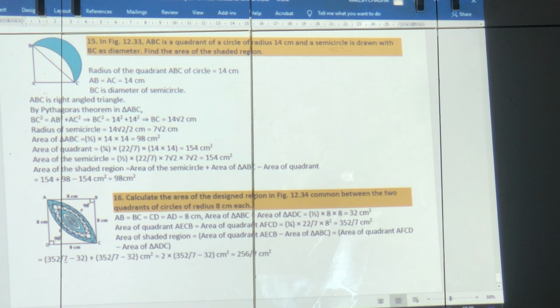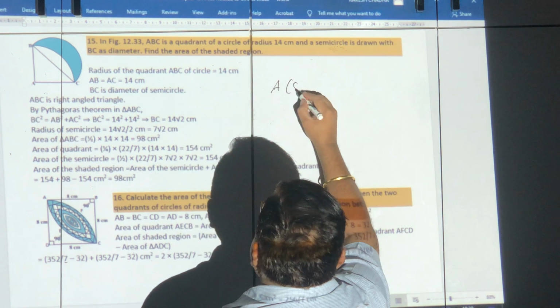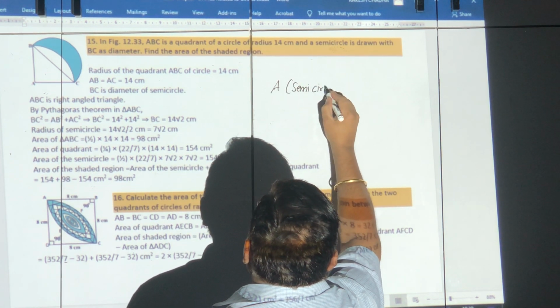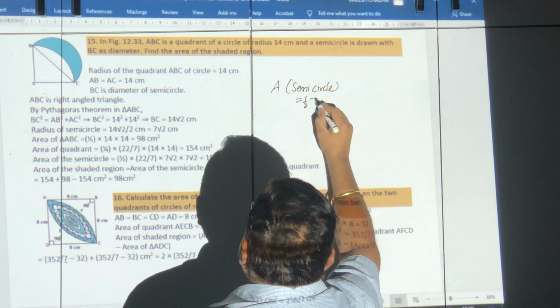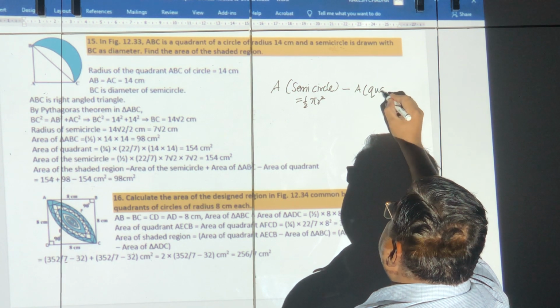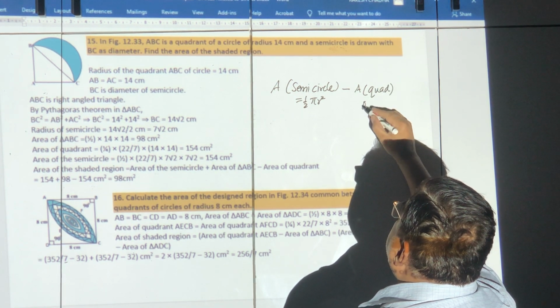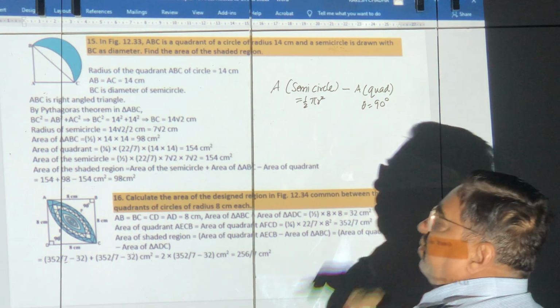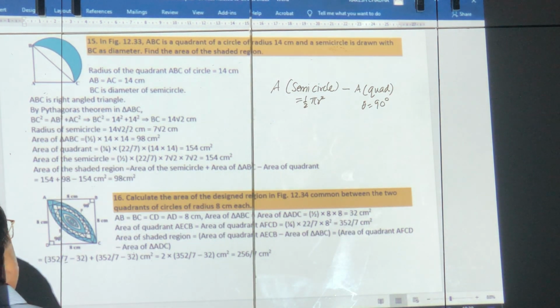Sum number 15, my friends. ABC is a quadrant, very nice, and radius is 14 given. A semicircle is drawn with BC as the diameter. Find the area. So area of the semicircle, which of course is half the area of a circle, minus area of the quadrant, and for the quadrant I will use theta is 90. Nothing great, my friends. And I have to subtract the two, and I will get the shaded area.